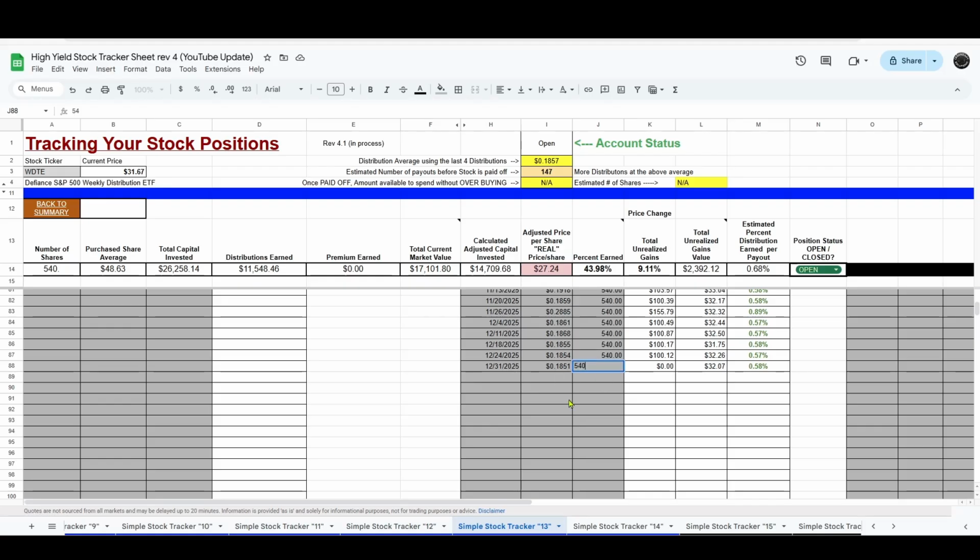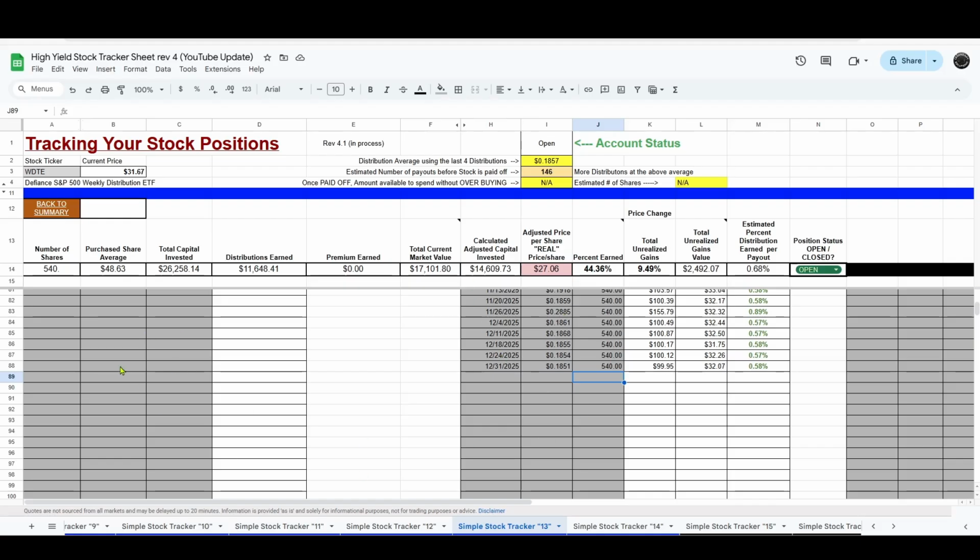WDTE, we earned 18 cents. I have 540 shares. And that real price per share of $27.24 now becomes $27.06. Like I said, I'm continually dropping this on down no matter what that current price is doing. Whether it's going up, sideways, or going down, I'm always lowering my real price per share because I earn those distributions and I'm not DRIPping them right back in.